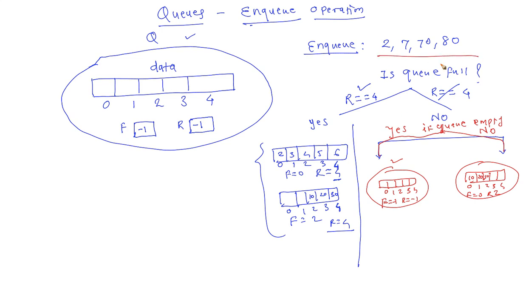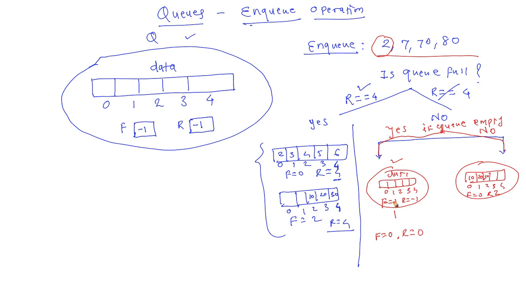Now let's start our insertion here. In order to insert 2, I'll follow these steps. If this is the case, that means the queue is empty, what will I do? I will simply set F equal to 0, R equal to 0. I'll go to the 0th location inside this data array and enqueue on the 0th location, right? So why the 0th location?